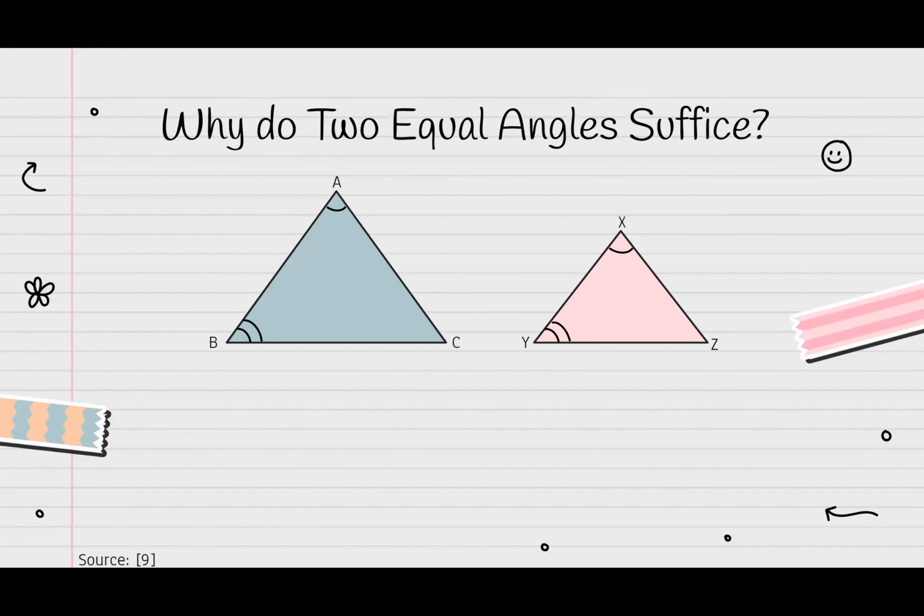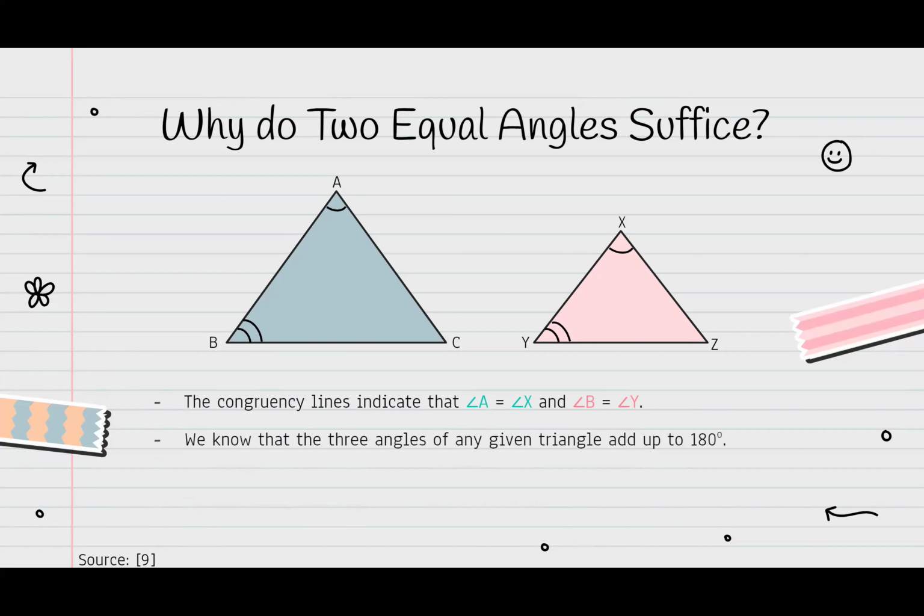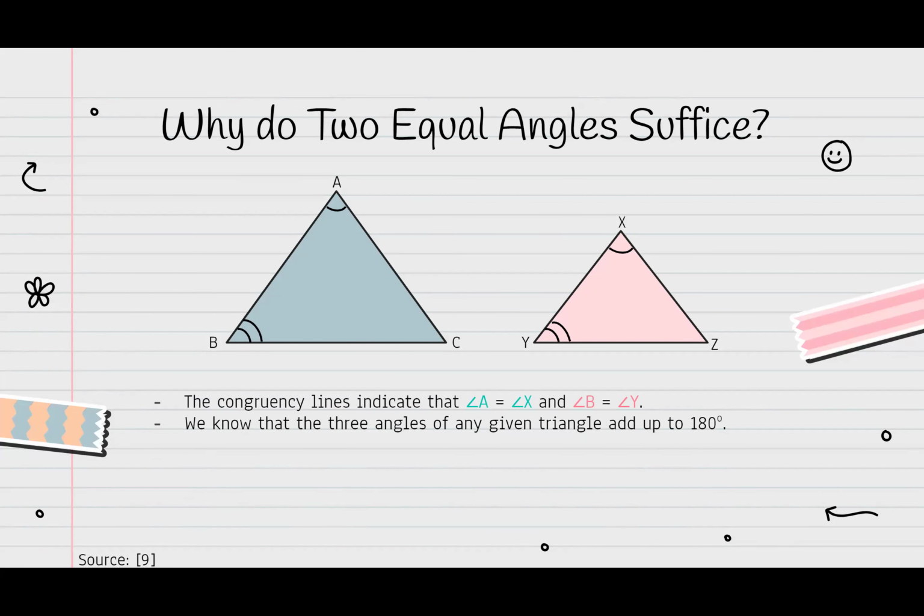So we can say that two angles suffice for similarity, because if we look at these two triangles, the congruency lines indicate that angle A equals angle X and angle B equals angle Y. We know that the three angles of any given triangle need to add up to 180 degrees. Therefore, in triangle ABC, angle A plus angle B plus angle C is equal to 180 degrees. Similarly, in triangle XYZ, angle X plus angle Y plus angle Z all add up to 180 degrees. Therefore, we can conclude that angle Z must equal angle C.